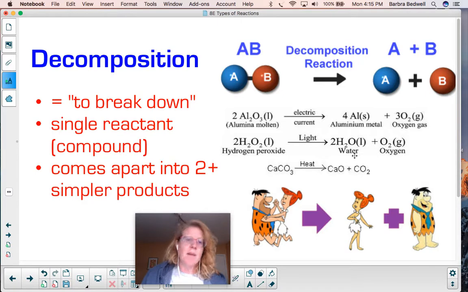In this case, the compound that it's producing is simpler or smaller. So again, in each case here, you've got one single compound on the left, and it's breaking apart into two simpler things on the right. Oftentimes they're single elements, but they could be two simple compounds on the right. Okay, moving on from decomposition.